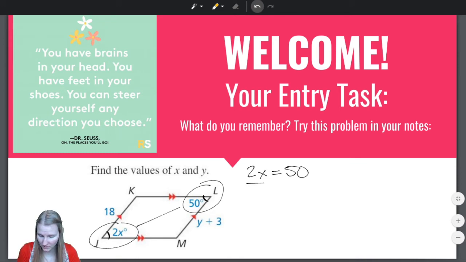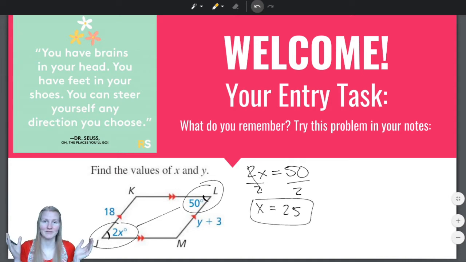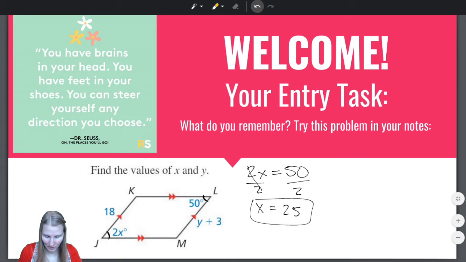So 2x is 50. And if I divide by 2 on both sides, I get that x is equal to 25. Okay, next, let's look at y. Y plus 3 is side LM.